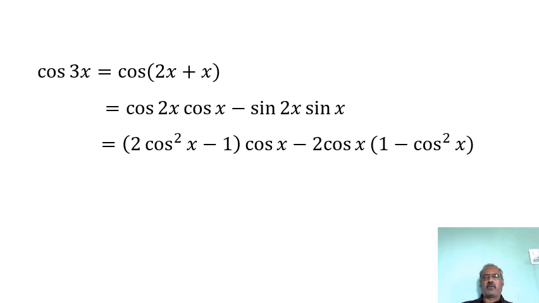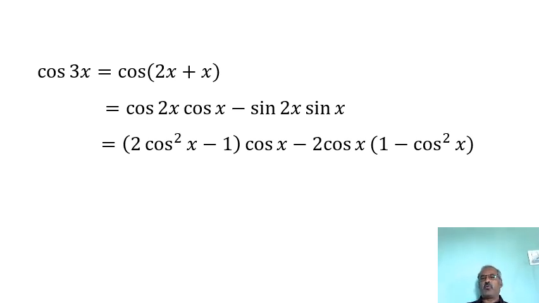Similarly, we can look at cos 3x using the expression of cos of 2x plus x. We will have cos 2x cos x minus sin 2x sin x. Now the cos 2x has an equivalent expression of 2 cos square x minus 1, which we can substitute. So the first term becomes 2 cos square x minus 1 times cos x, minus 2 times sin x cos x, because that is the equivalent expression for sin 2x, times sin x.